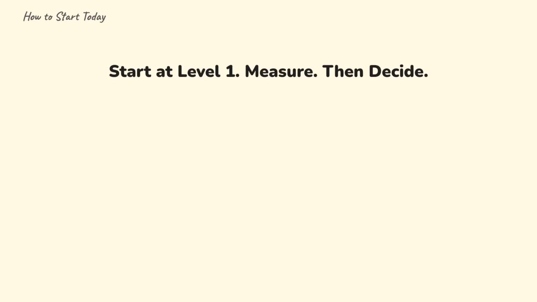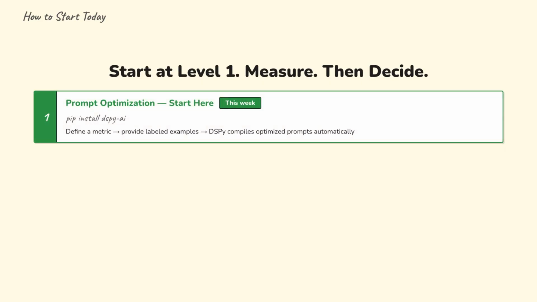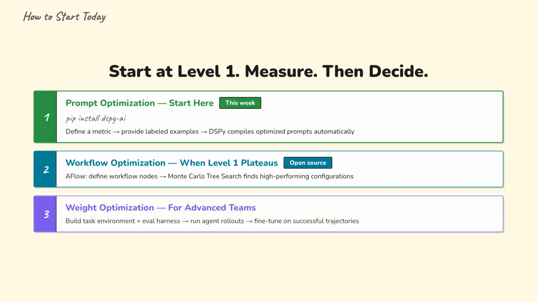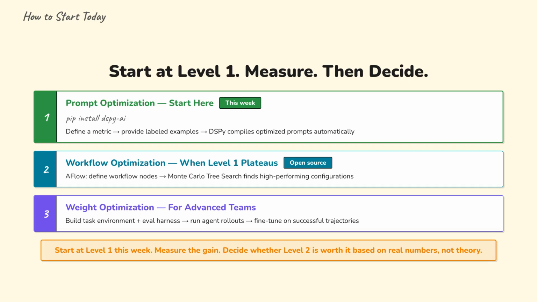You don't need a research lab to start applying Agentic RL. At the prompt optimization level, DSPy is available today. Define a metric, provide labeled examples. DSPy compiles optimized prompts automatically. When prompt level gains plateau, move to workflow optimization. AFlow is open source and uses Monte Carlo tree search to find high-performing configurations. The weight level requires more infrastructure, a task environment, a reliable eval harness, and rollout collection at scale. The recommendation: start at level 1 this week. Measure the gain. Decide whether level 2 infrastructure is worth the investment based on real numbers, not theory.